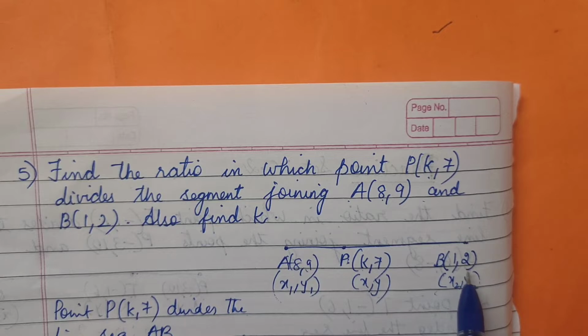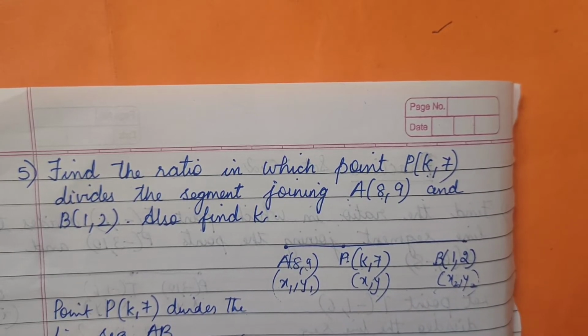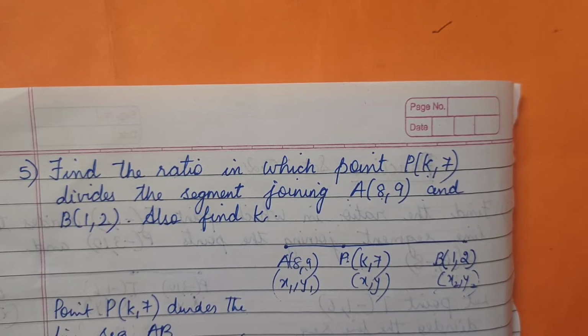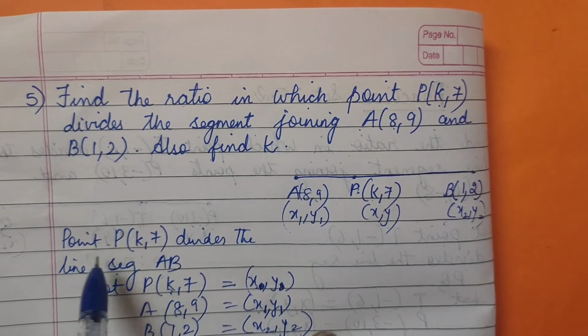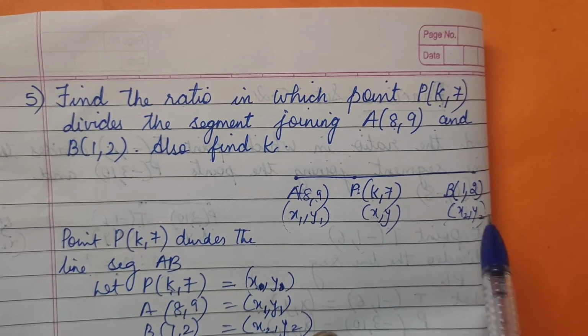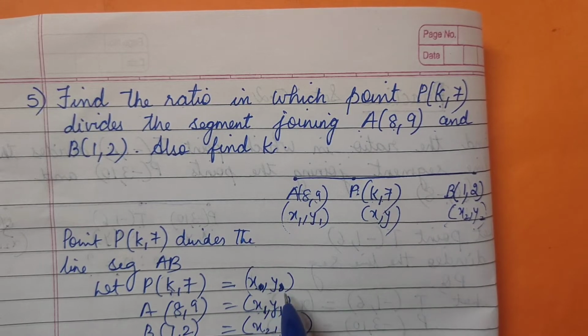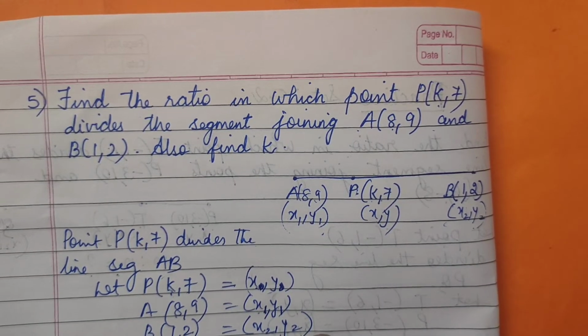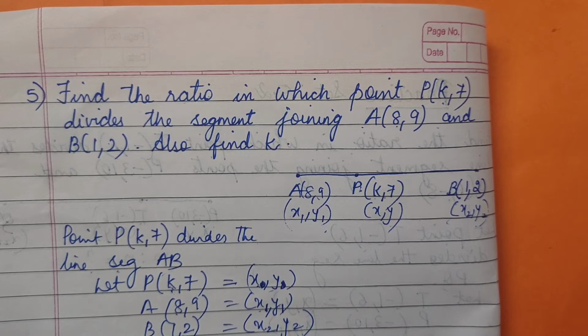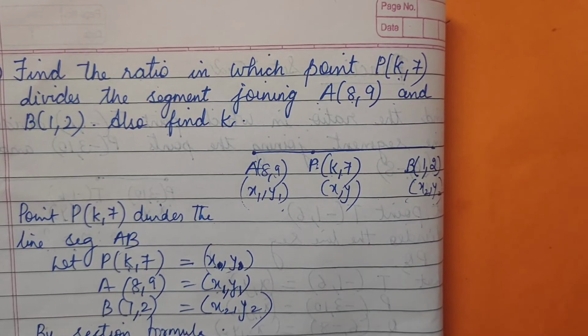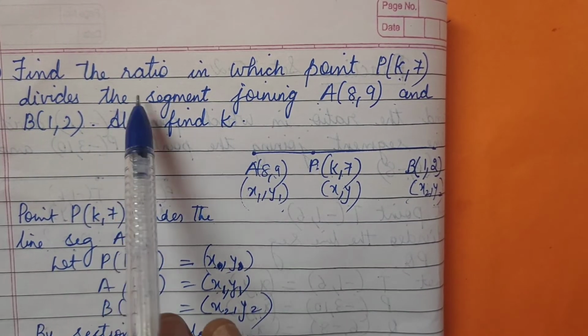As we have done in the third sum similar to this, we are assigning the values: this is x1 y1, this is x y, and this is x2 y2. So point P, that is (k, 7), divides the line segment AB. We have taken P as (k, 7), that is x y, A(8, 9) as x1 y1 and B as x2 y2. Which formula are we going to apply? They asked for the ratio, that means it is the section formula.